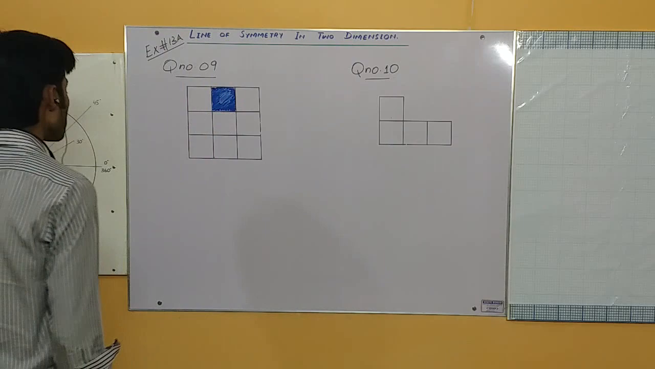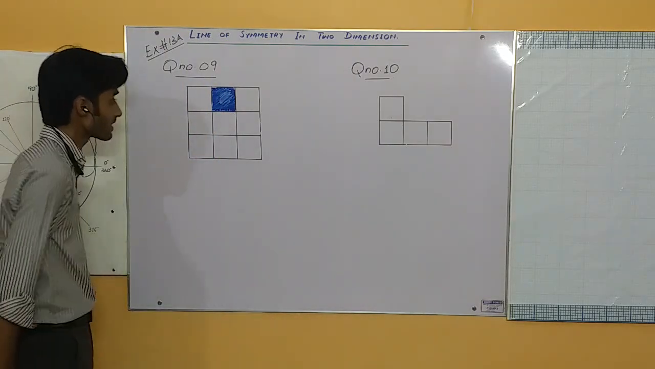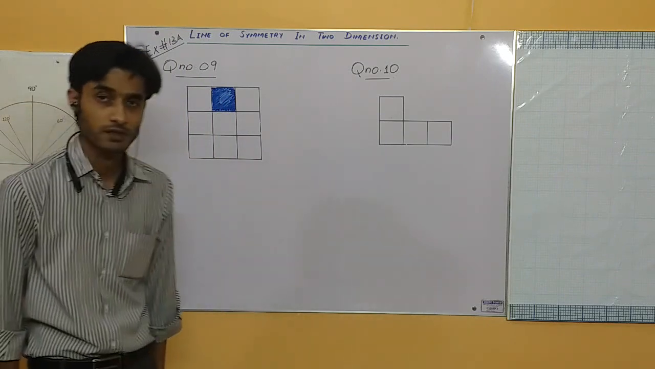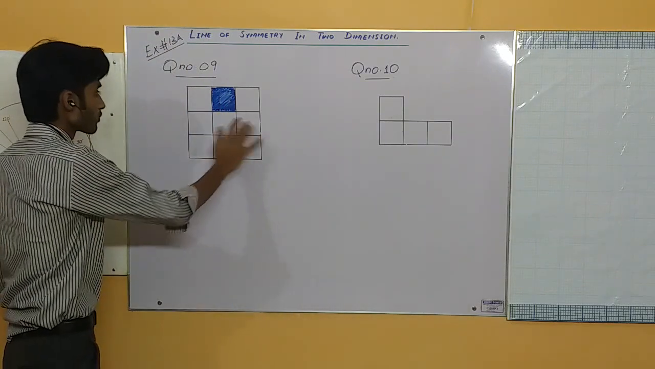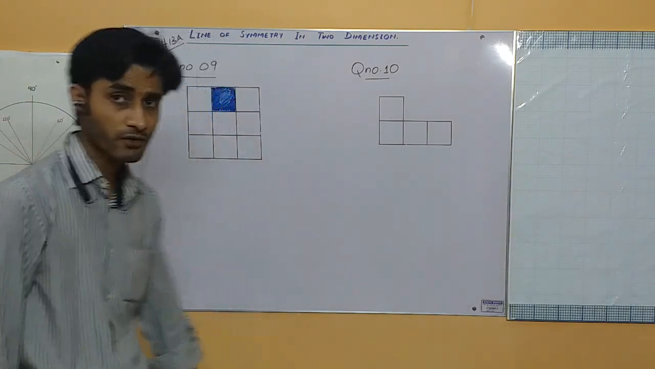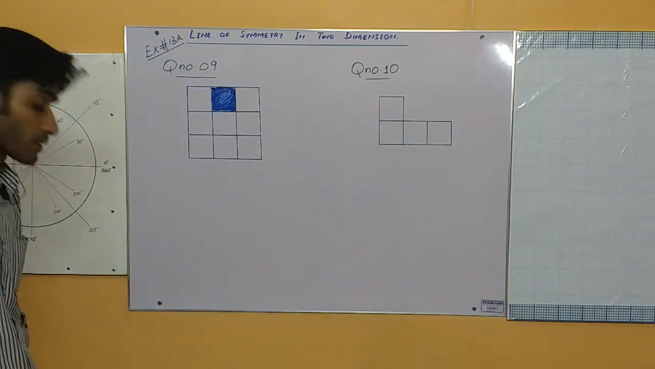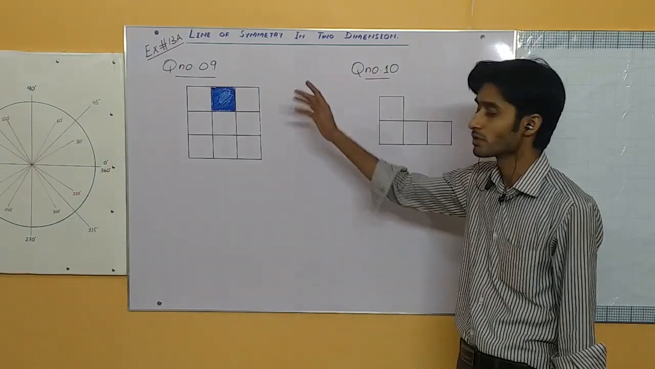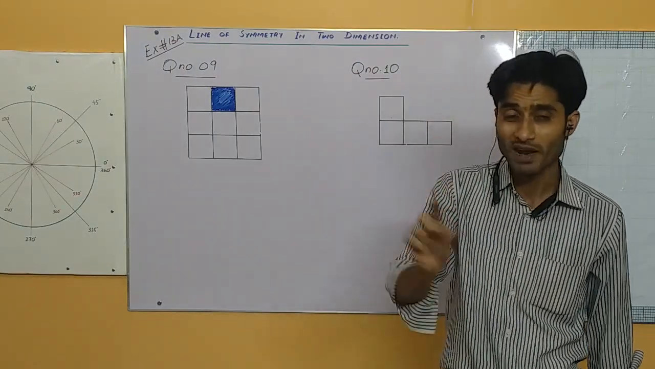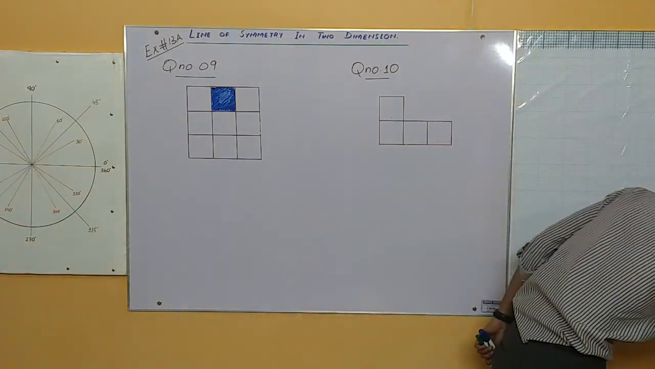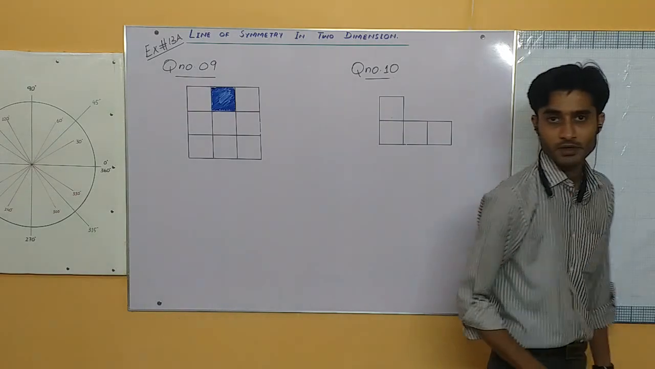If you look at question number 9, they have given you a grid in which only one square is shaded. There are 9 different squares, 1, 2, 3, 4, 5, 6, 7, 8, 9, and only one of them is shaded. I really hope that you can see. What is question number 9 asking you to do? They are asking you to shade one more square so that this shape has two lines of symmetry.